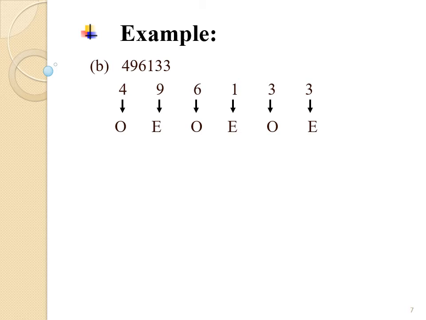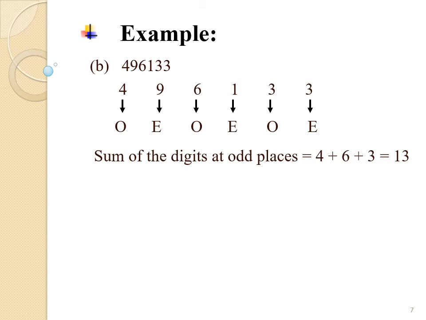Step number 1. Sum of the digits at odd places. Students, in order to get the sum of the digits at odd places, we have to add the digits of odd places like 4, 6 and 3. Thus, adding 4, 6 and 3, we get 13. Now, step number 2. Finding the sum of the digits at even places by adding the digits of even places like 9, 1 and 3. We get 13.